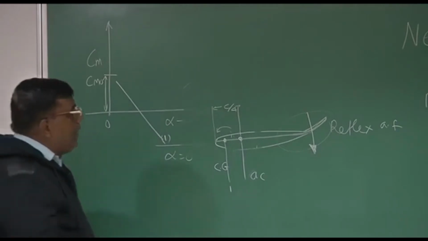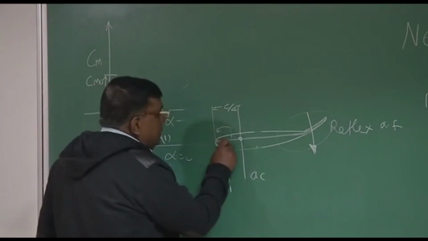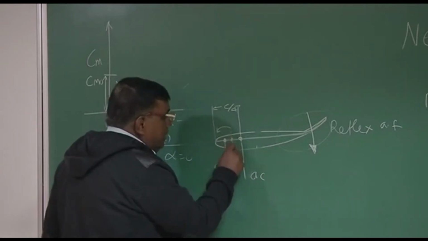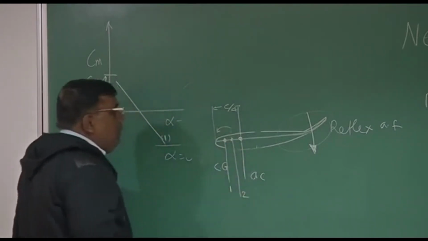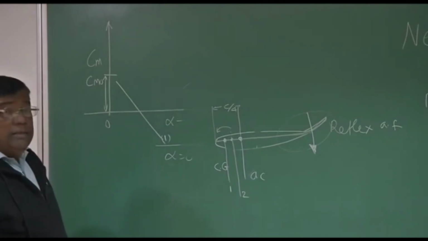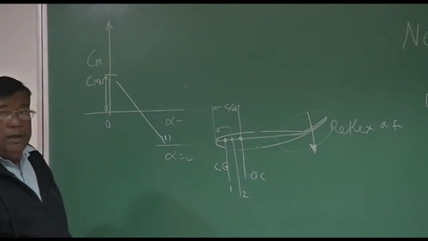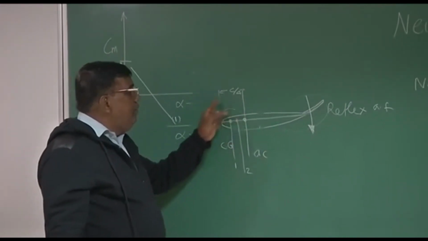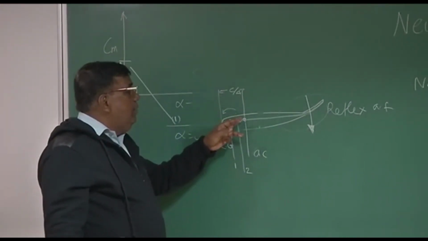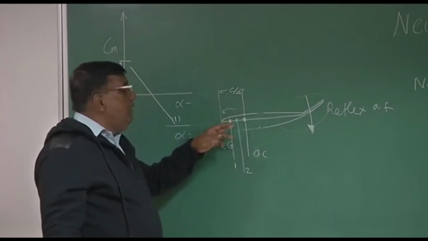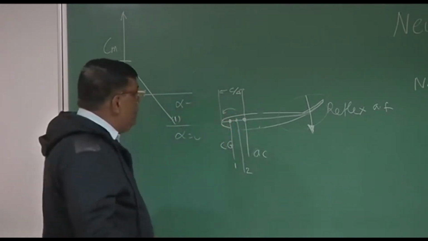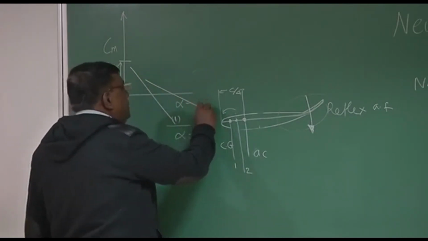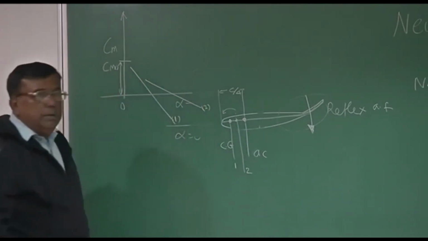Okay? Now what I do, I put the CG a little closer towards the AC. So let's say I put it here, number 2. What will happen? Will the slope become positive? No, because still there is a moment arm which will give a moment because of the force here. So again the nose down moment will come. So slope will still remain negative, but magnitude will reduce because moment arm has reduced.